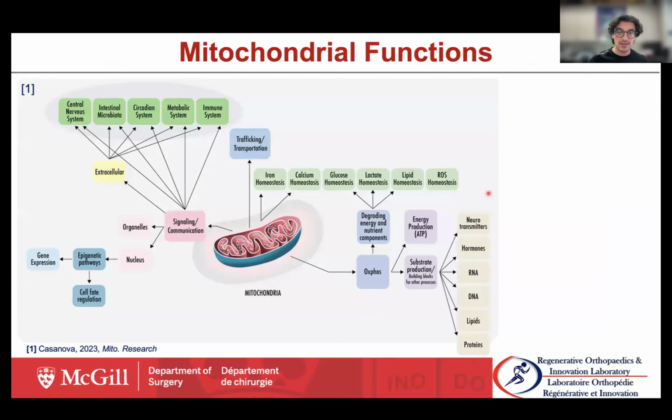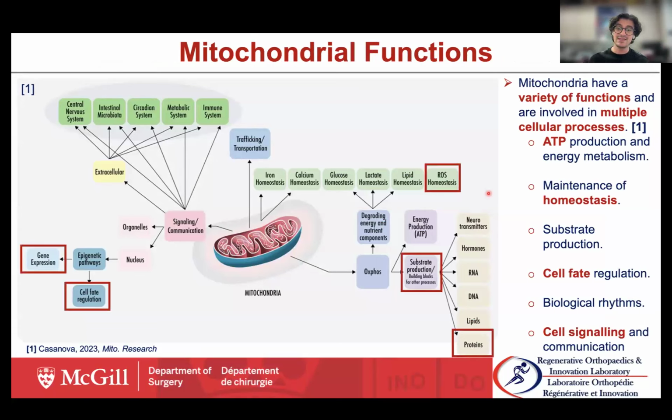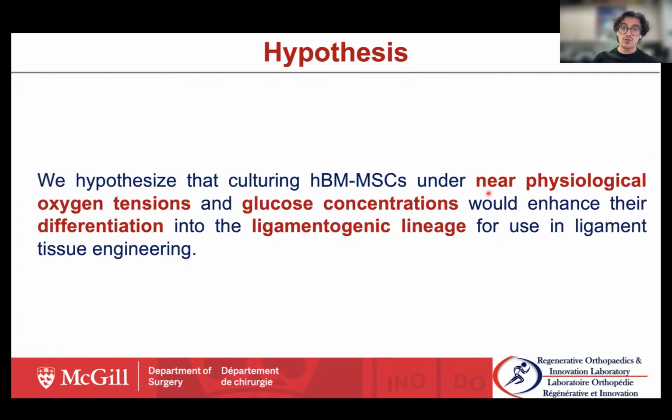Dr. Gary already introduced this organelle called the mitochondria and went through all the important functions of the mitochondria. One of the main functions of the mitochondria that we mentioned is cell fate regulation, which would be key for stem cell differentiation, other than energy metabolism and homeostasis. So what we hypothesized here is that culturing bone marrow-derived mesenchymal stem cells under near physiological oxygen tensions, in combination with near physiological glucose concentrations, would enhance their differentiation into the ligamentogenic lineage for use in ligament tissue engineering.